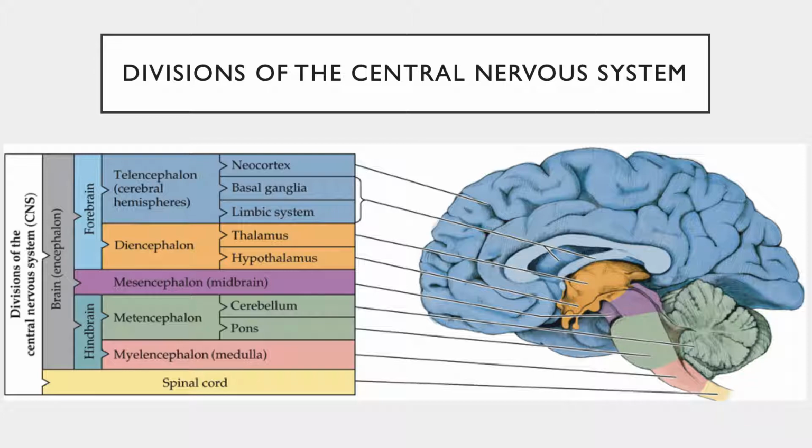The mesencephalon is also referred to as the midbrain. The forebrain is subdivided into the diencephalon and the telencephalon. The diencephalon refers to some subcortical structures like the thalamus and hypothalamus, whereas the telencephalon also includes some subcortical structures, including those in the limbic system and basal ganglia, but also includes the neocortex, which is also referred to as the cerebral cortex. We are going to explore all of these regions throughout the rest of this lecture presentation.